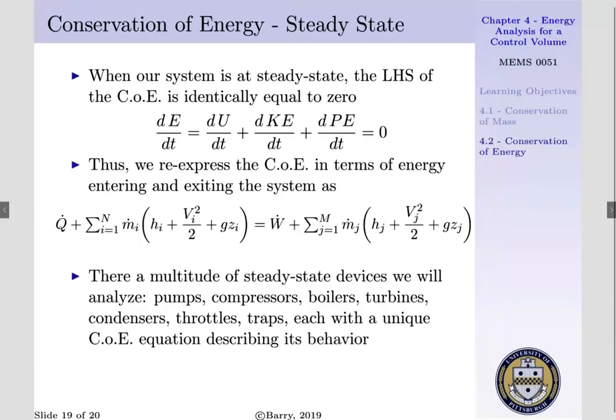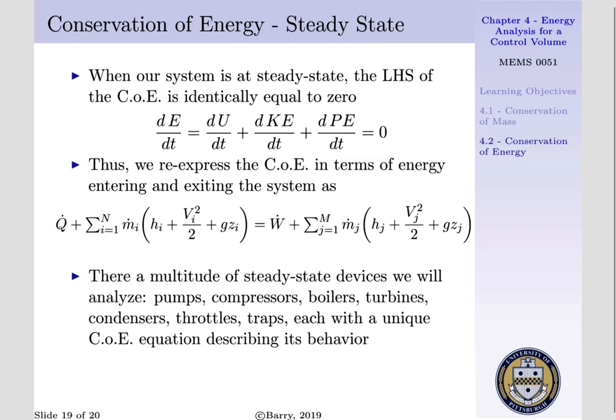Now, when we evaluate our conservation of energy equation under steady state, we know that our time rate of change for total energy has to be equal to 0. That means that individual contributions, i.e. our internal, kinetic and potential energies, all have to be invariant with respect to time. Thus, if our left-hand side of our conservation of energy equation is equal to 0, we can express it in terms of energy entering and exiting our system.